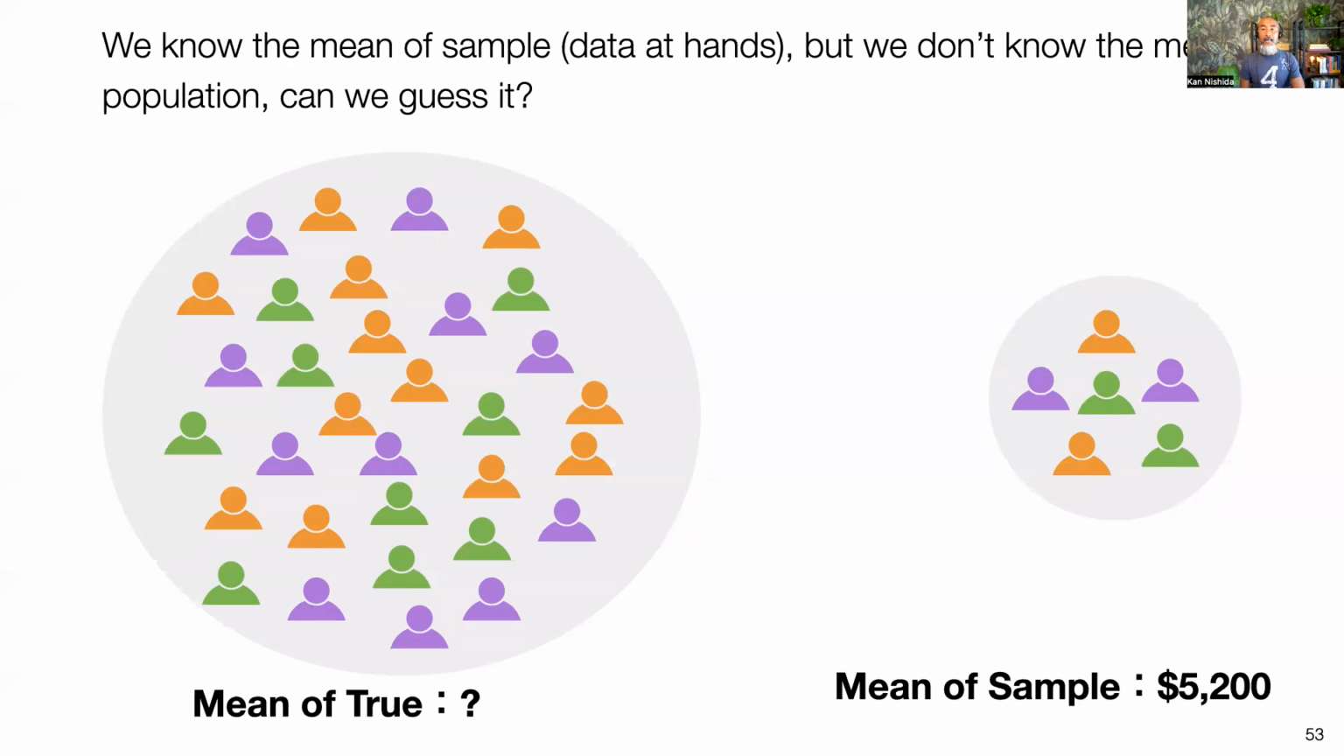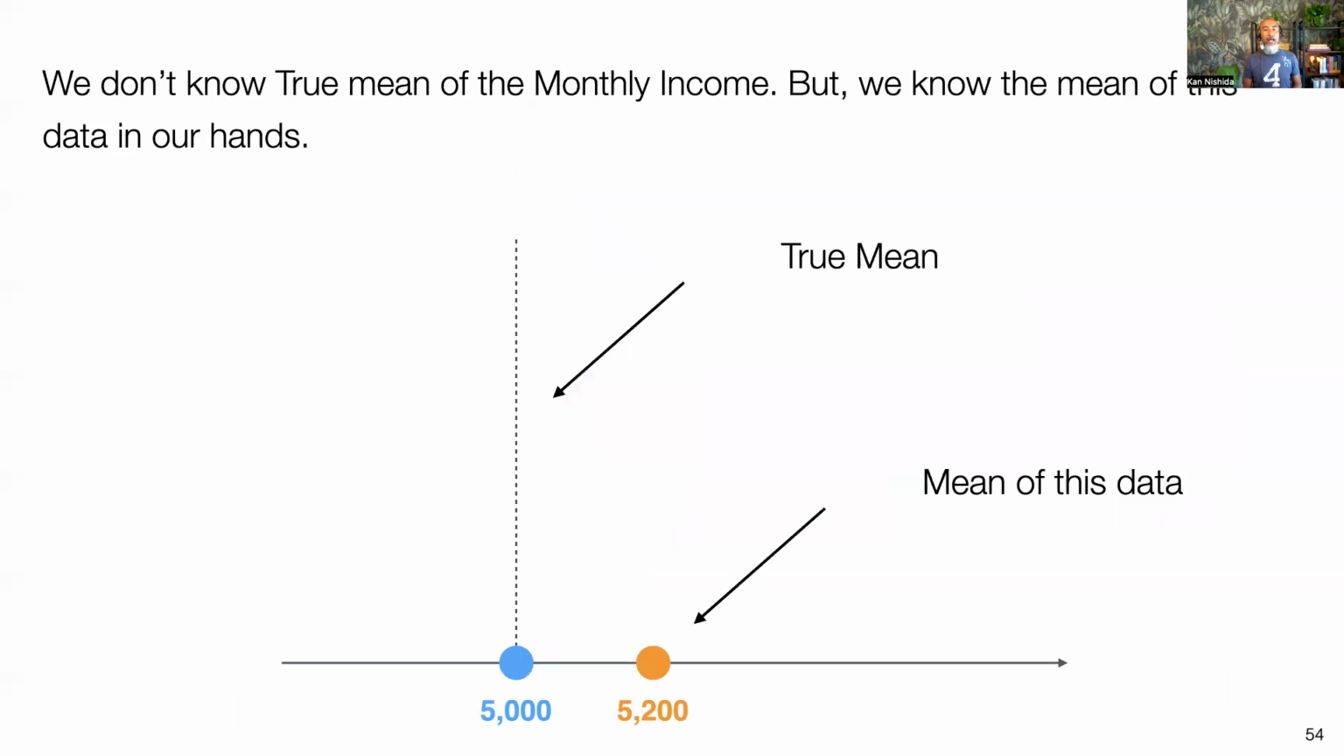But you want to guess it. So beyond what you have, what could be the actual, the true mean? You never know. However, here we have the mean of this data in the orange dot, 5,200, and the true mean, which we don't know, and we are not going to know. We will never be able to know because we will never be able to get all people's data. We can only estimate or guess, okay?